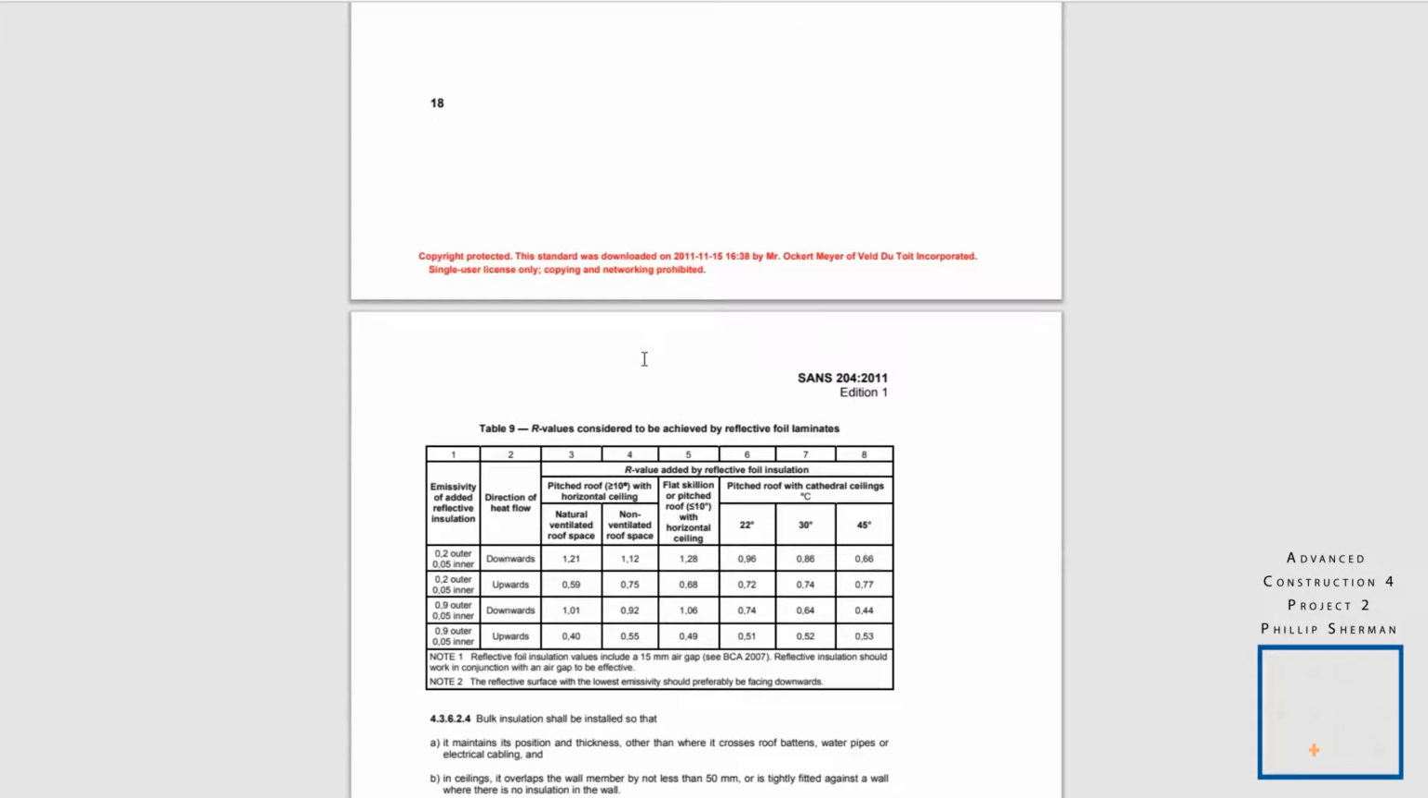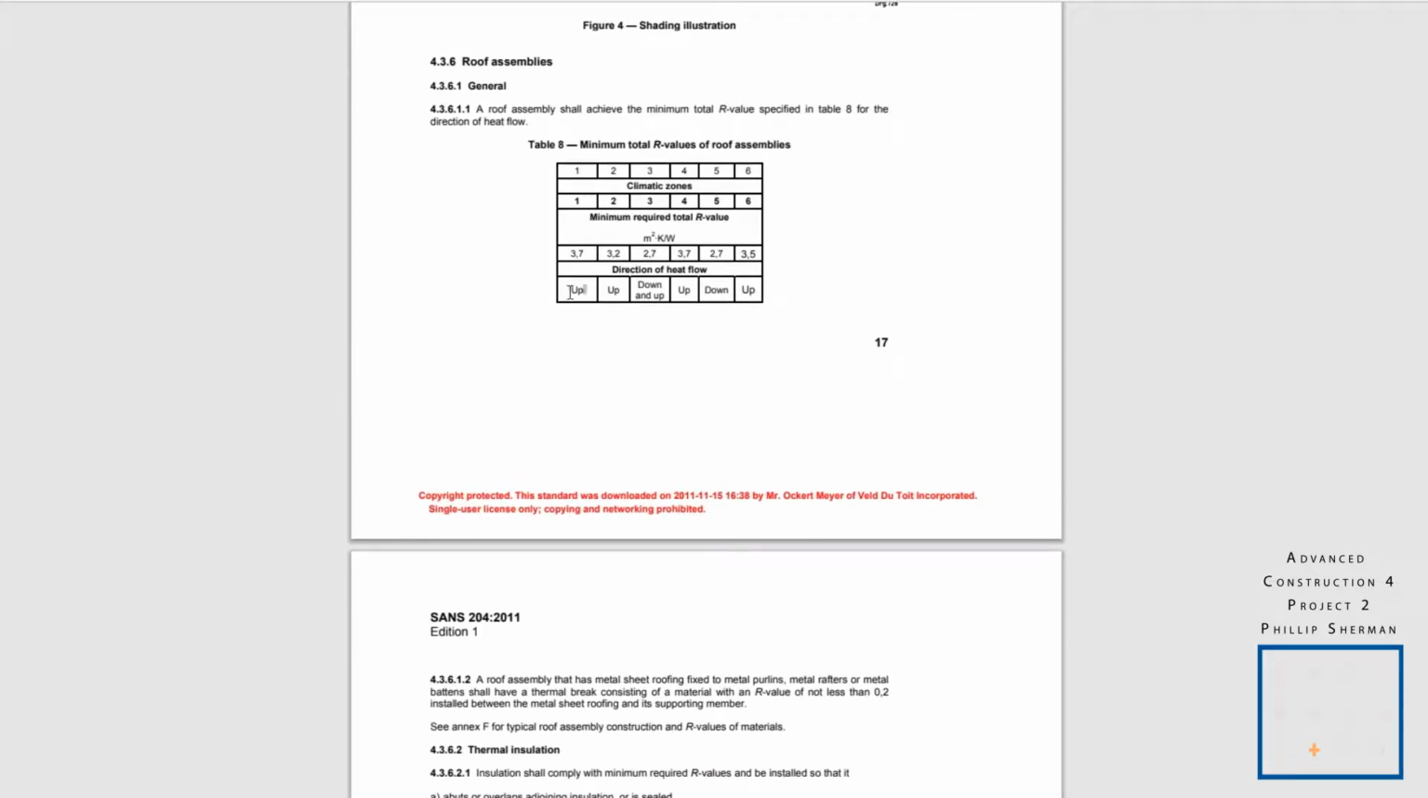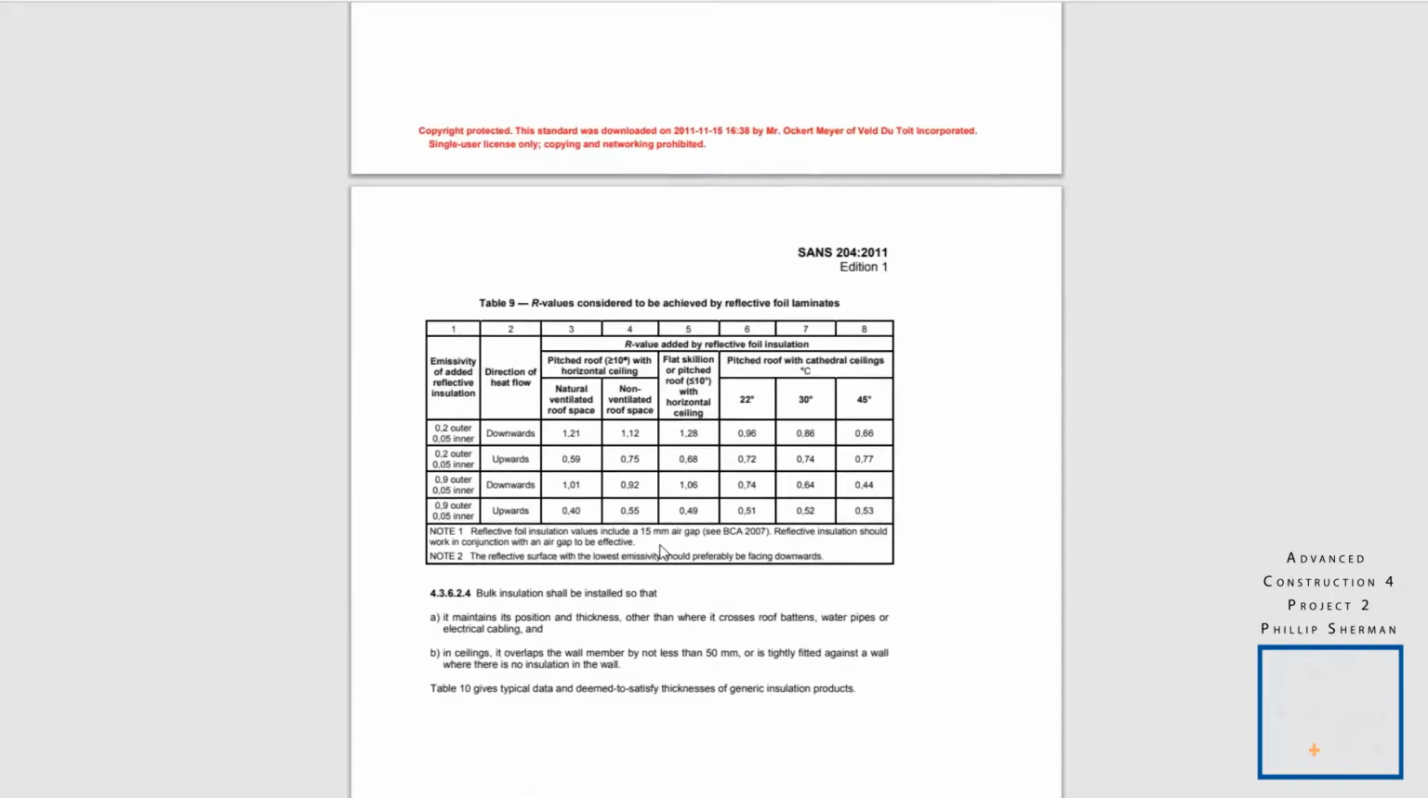Okay, so for my 3.7 and a direction of heat flow that is up, one could actually put in a reflective foil laminate. That is a solution that can be applied to actually redirect the heat so it bounces away from the building. So it's like a very thin aluminium layer of foam that is applied to resist a lot of the heat that comes in.